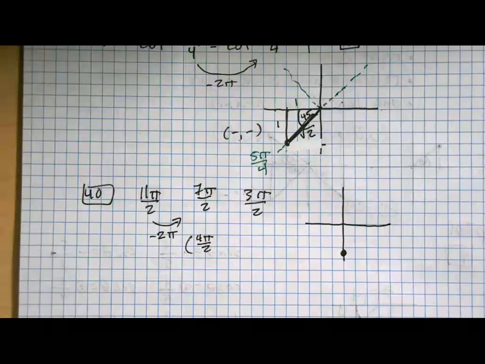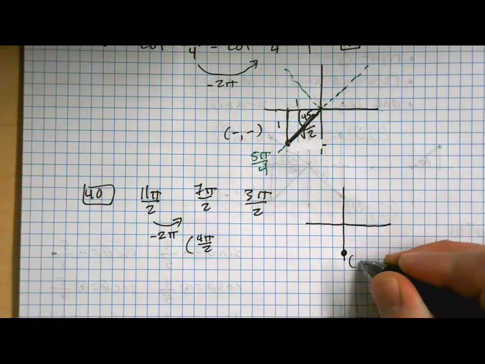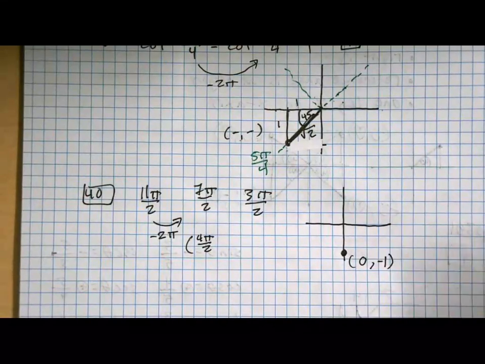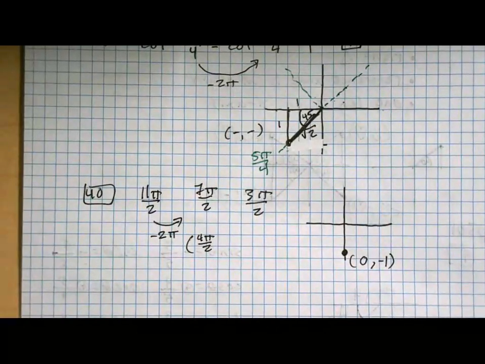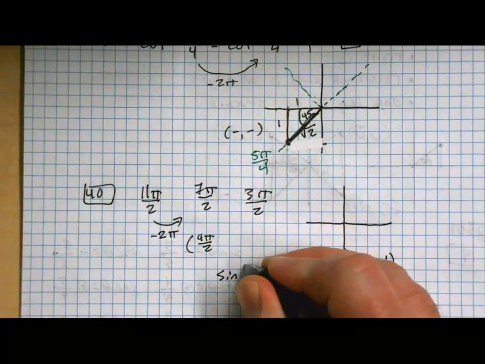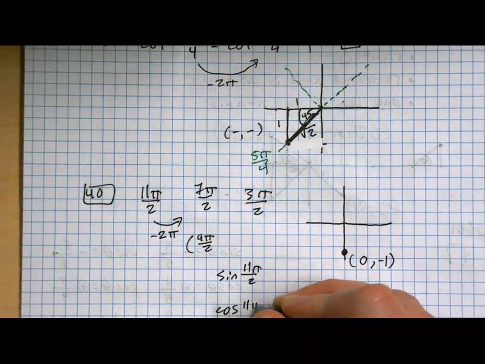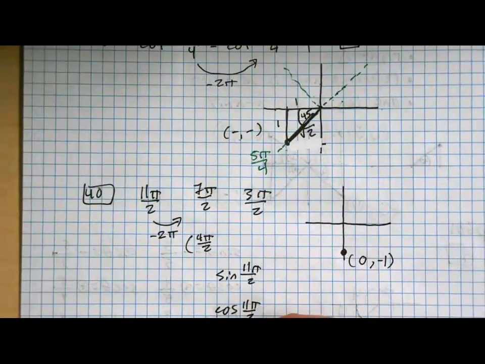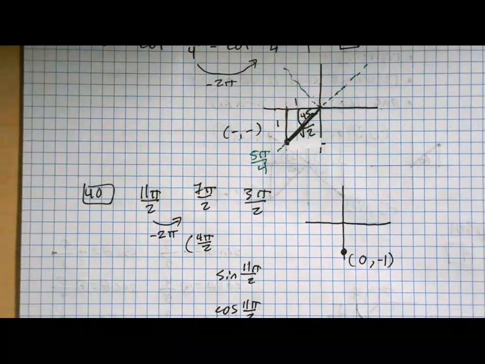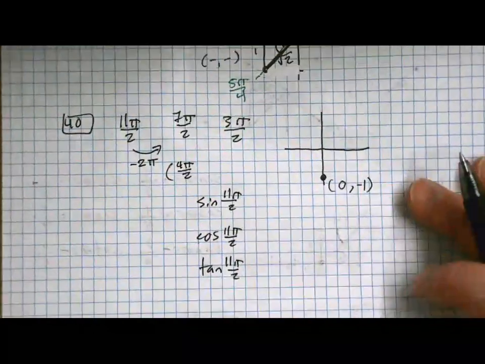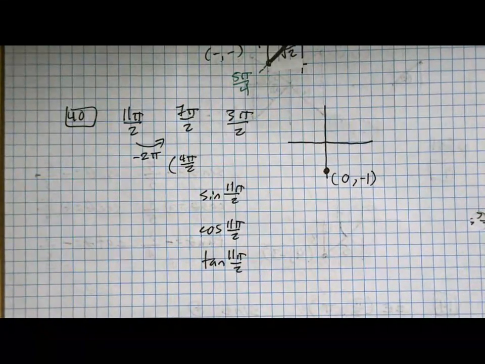So we need some x and y coordinates. I'm just going to use my unit circle x and y coordinates. That would be 0, -1. And what do they want us to do with this again? Oh, they just want us to find the sine of 11 pi over 2 and the cosine of 11 pi over 2 and the tangent of 11 pi over 2. Now we're doing 3 pi over 2 instead, but that's okay because the sine, cosine, and tangent are going to be the same.